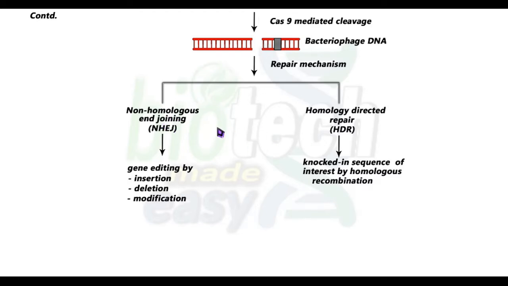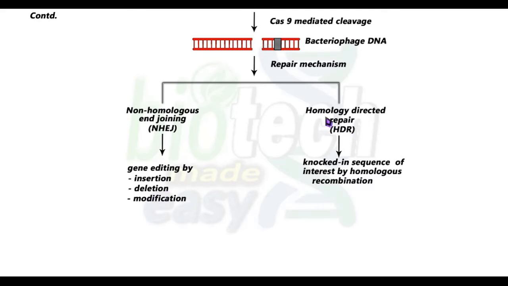Normally both are present in the cell, both work together, but remember this thing, that both are error prone. Whenever the cell goes through these mechanisms, these repair systems, errors take place. The first one, which is NHEJ, repairs the end without a homologous template, because it is non-homologous end joining. But it can introduce errors like insertion, deletion or modification. These types of errors can take place.